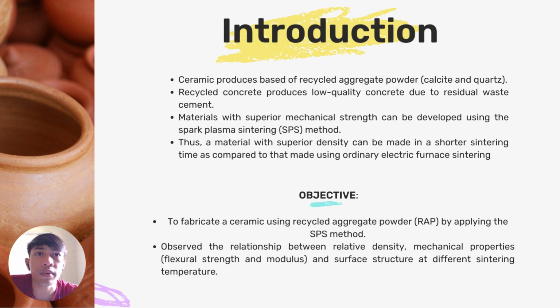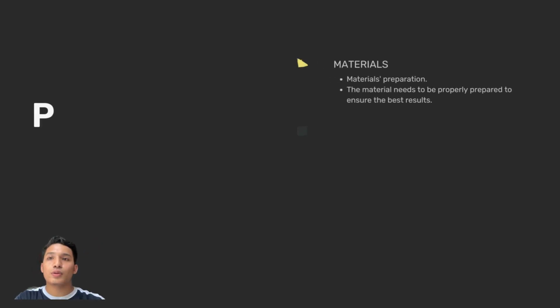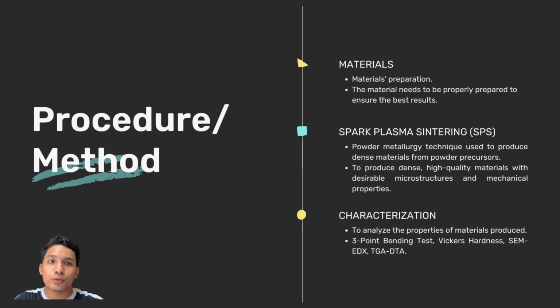For the objective, the article aims to fabricate a ceramic using RAP by applying the SPS method. Next is to observe the relationship between relative density, mechanical properties which are flexural strength and modulus, and surface structure at different sintering temperatures. Next, we move to the procedure to create the ceramic based on concrete waste.